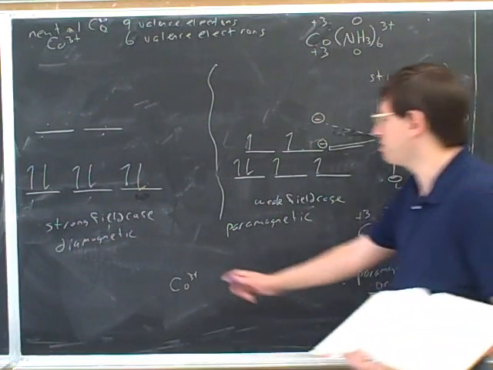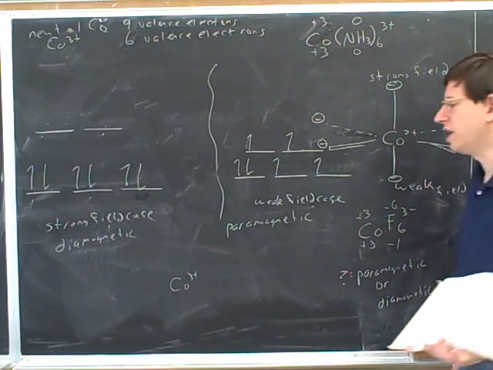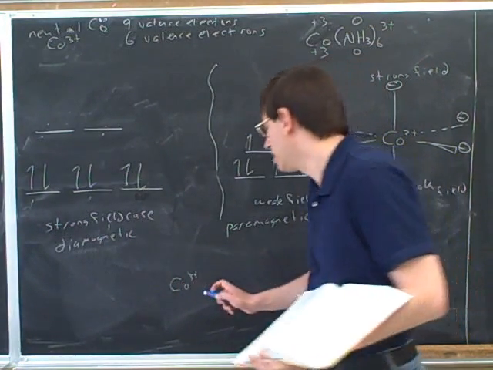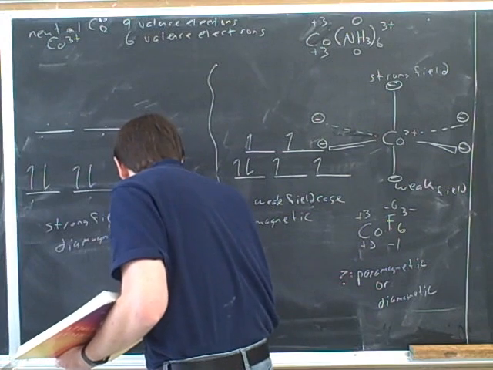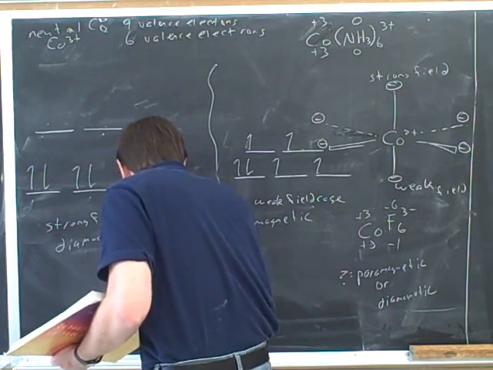Let's compare that to cobalt 3+. Now, in cobalt 3+, do we expect the ligands to be held closer or further from the center? Closer. That's right. Why closer? Because the charge is more and it pulls more. If the ligands are negative, they're going to be strongly attracted to this greater positive charge. So in this case, I'm going to draw all the negatives closer to the center.